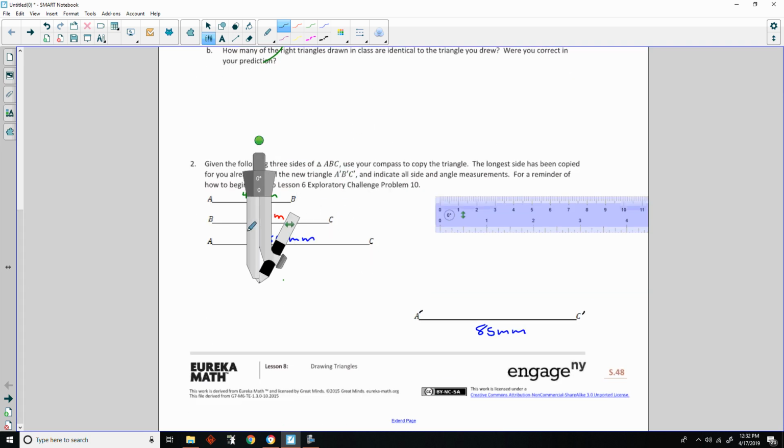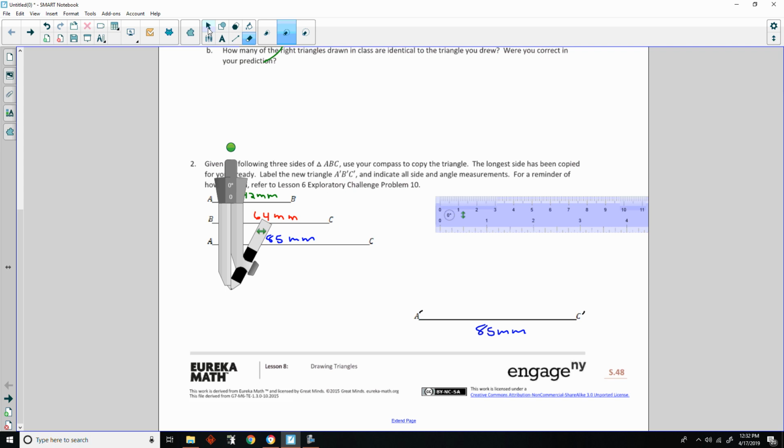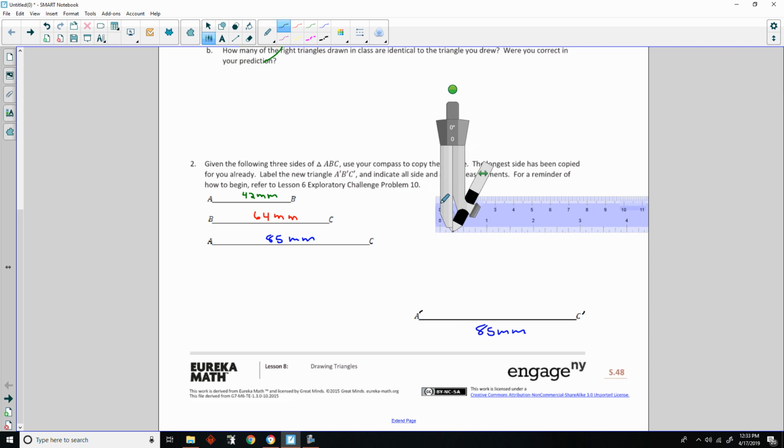Now remember, if we drew a circle with our compass, then we would form a circle with a radius, and if that radius is the length of this segment, then I can draw a circle over here. So I have a point A, I have a point C. I already have side AC, I don't need to copy it. So I will put my compass at A.